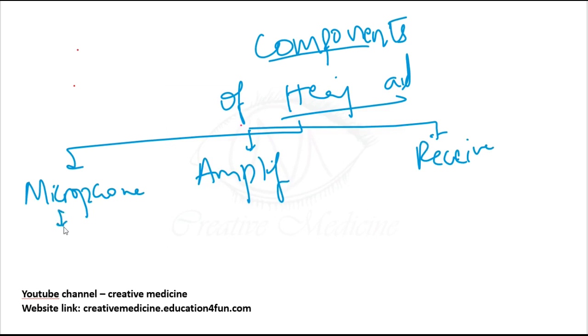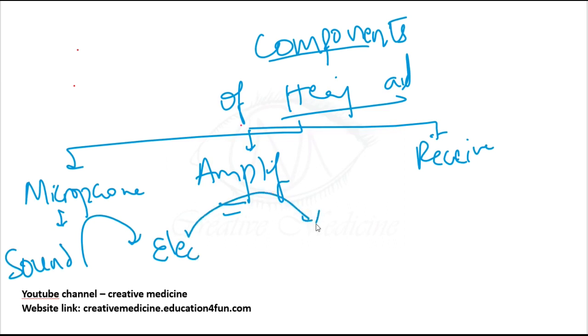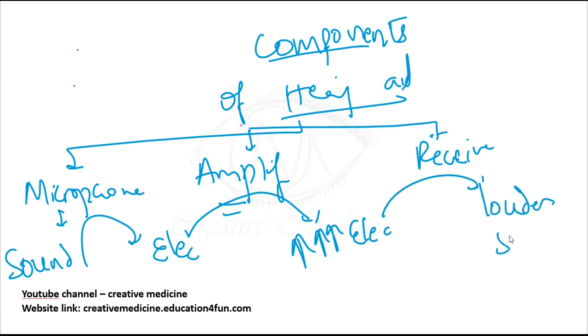Microphone, what does this do? This will collect the sound and transform it into electrical energy. Then the amplifier: the sound is converted to electrical energy in the microphone, and now these electrical impulses are amplified, that means they are intensified, in the amplifier. These intensified electrical impulses are translated to louder sound by the receiver and the patient receives the information. So this is what happens in each component of the hearing aid.